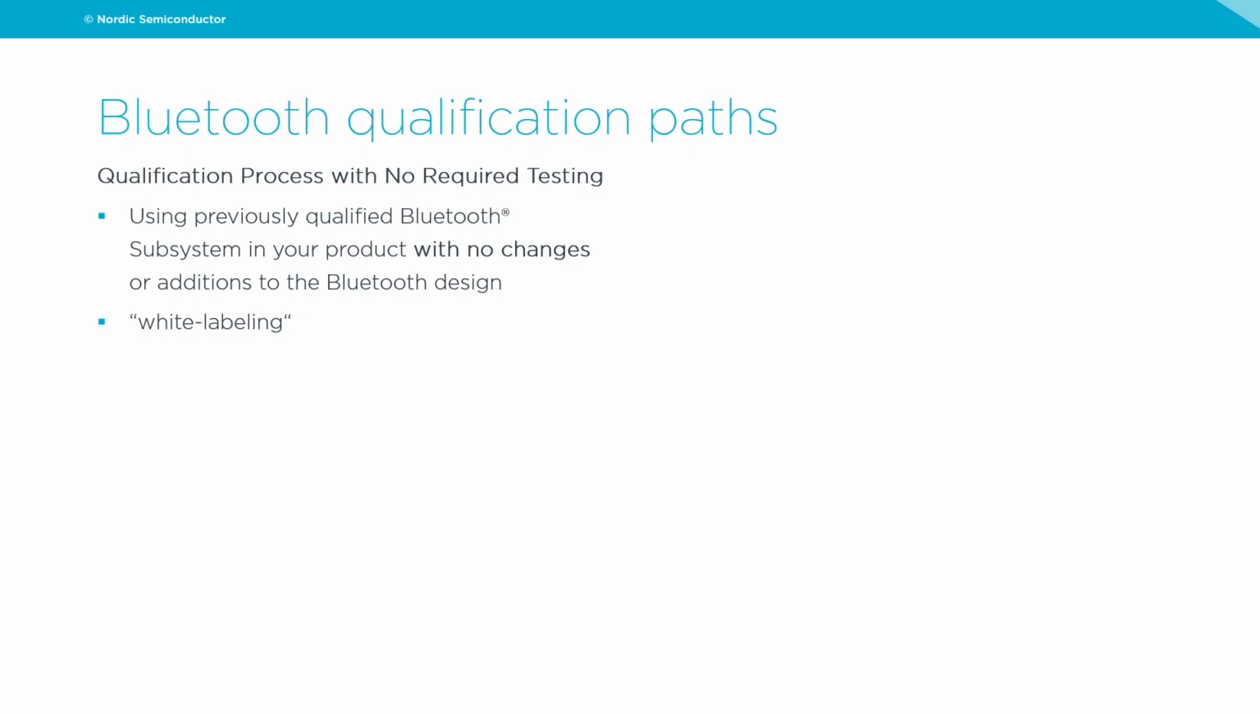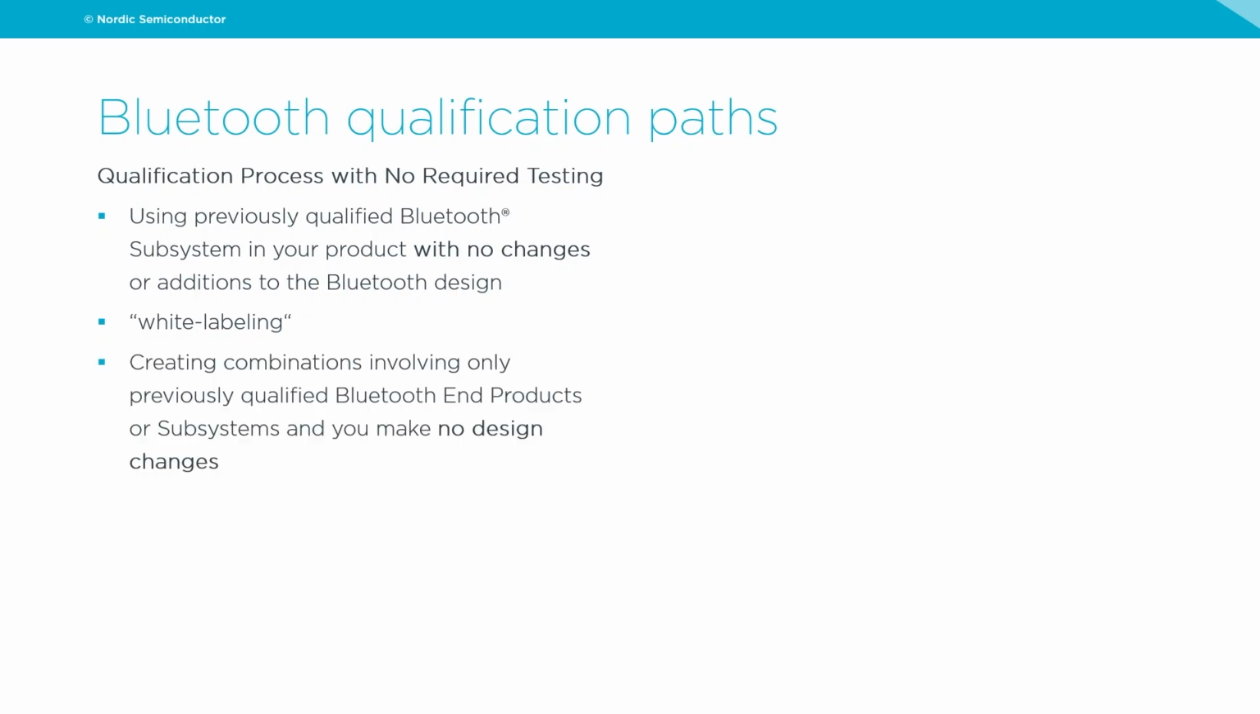You can also use this path when you purchase a Bluetooth product manufactured by a third party and distributed with your organization's name or logo. It is also referred to as white labeling. You can also use it when you create combinations involving only previously qualified end products or subsystems and you make no design changes.